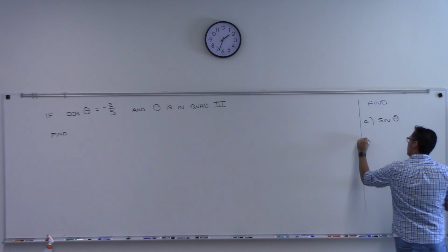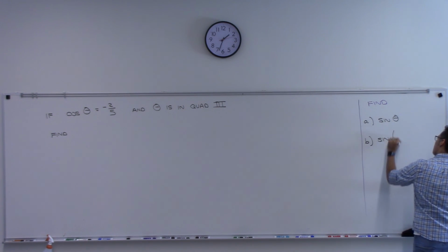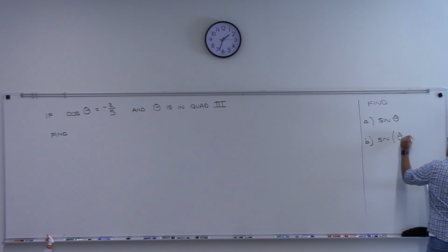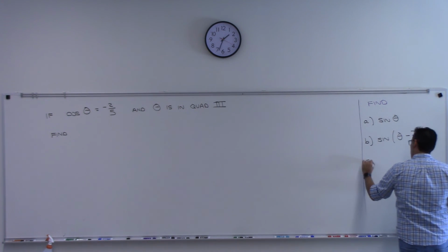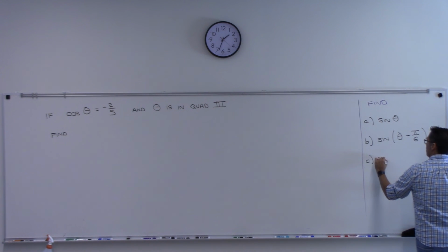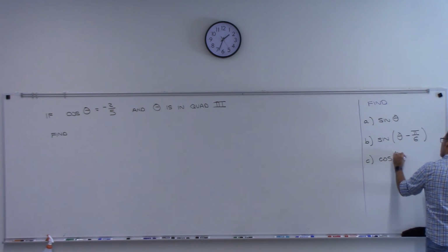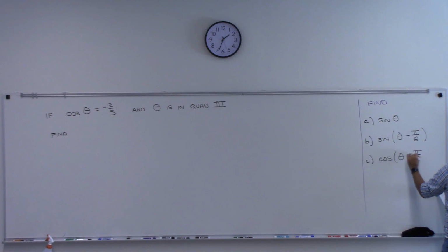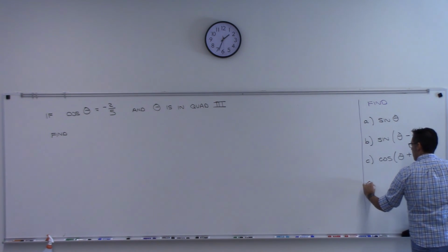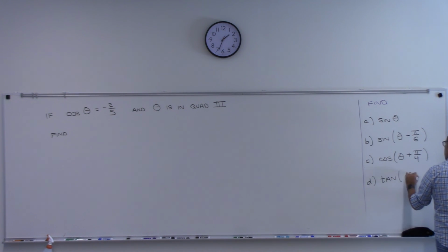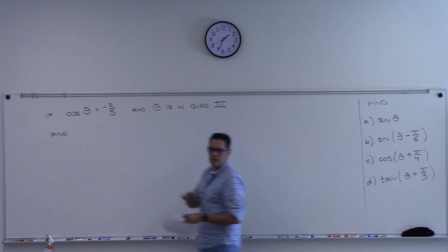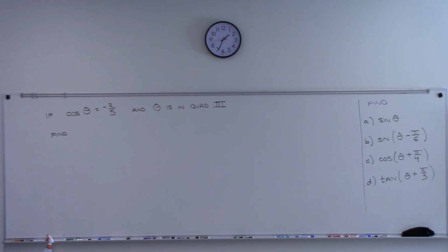Then I want you to tell me what sine of theta minus pi over 6 is. And then I want you to tell me what cosine of theta plus pi over 4 is. And then finally, I want you to tell me what tangent of theta plus pi over 3 is. And all of these answers need to be exact answers, no decimals, right? No calculators.